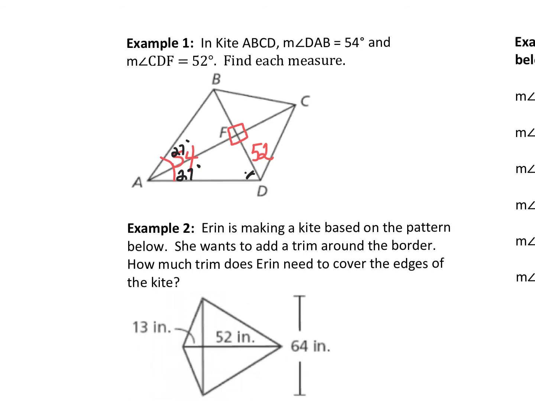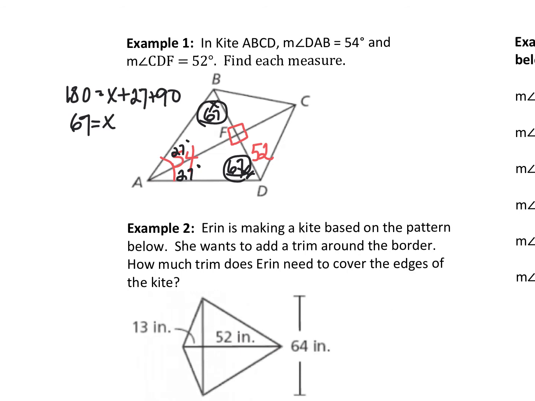I'll call this X. And remember, this is going to be X also. So 180 equals X plus 27 plus 90. And so if I combine like terms and subtract, I end up getting X is 67. So 67 degrees for this one, and this one.